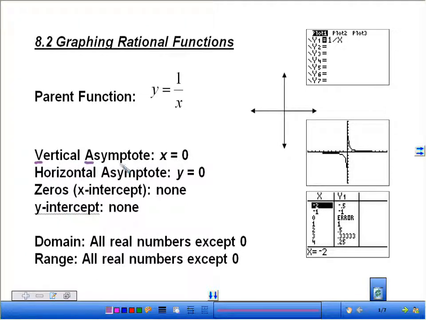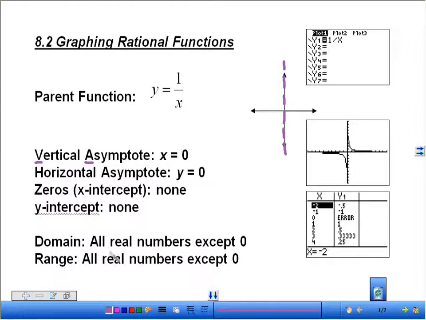An asymptote is a line that the graph is not going to touch. If I plug a 0 in for this x, I know that that's going to be undefined. So x can never be equal to 0 in this equation. So x equals 0 is my vertical asymptote.